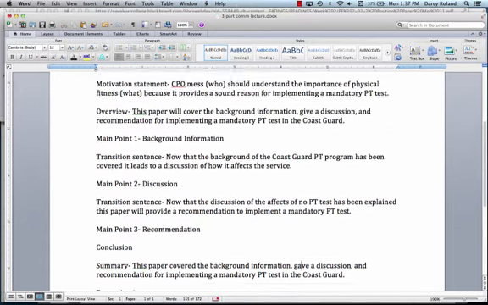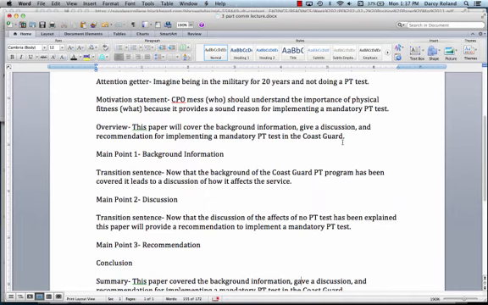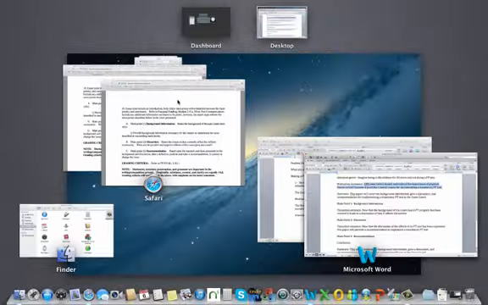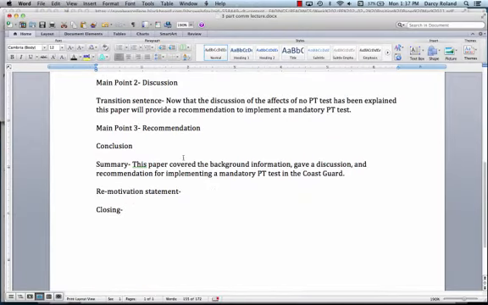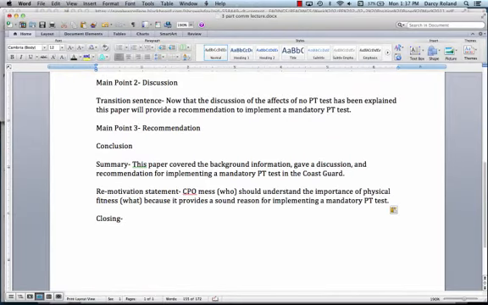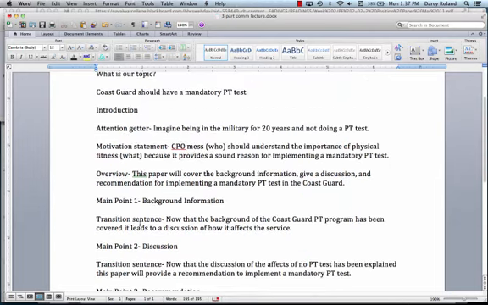Motivation statement. Guess what? You could do the same thing. The CPO-MES should understand the importance of physical fitness because it provides a sound reason for implementing a mandatory PT test. Now, the only one that you can't do that with is your attention getter. But it's nice to try to tie it back to what you started out with.